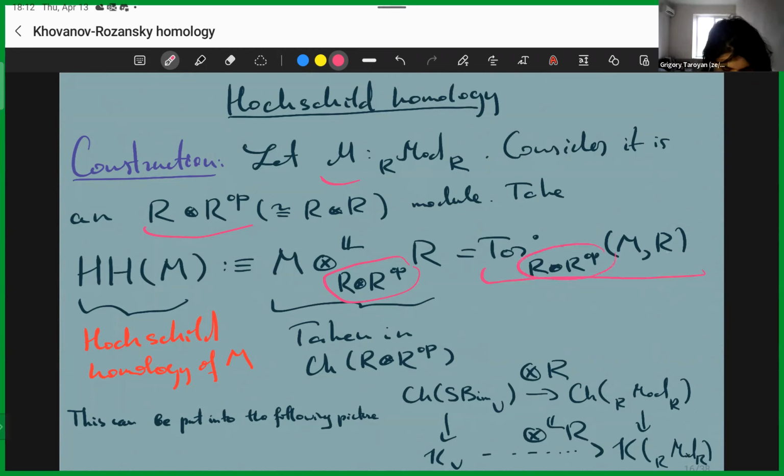This homology has some geometric meaning. It is Hochschild homology, a homology of each complex.